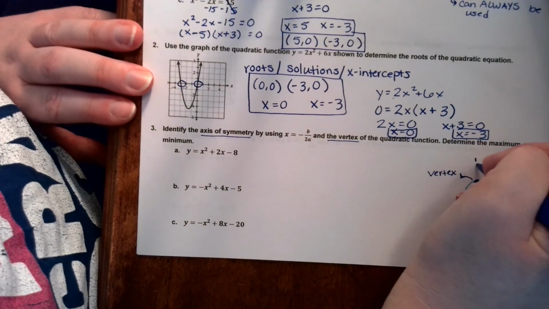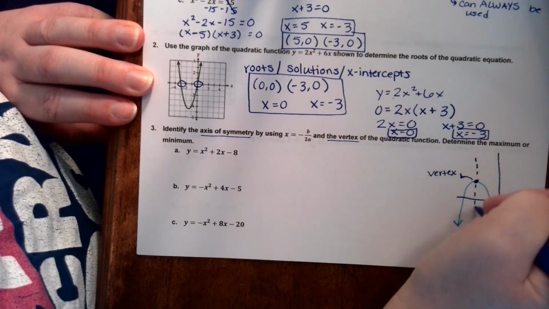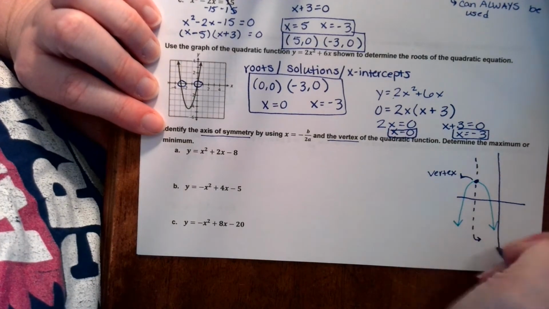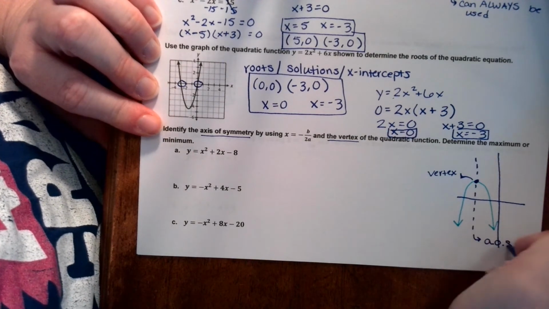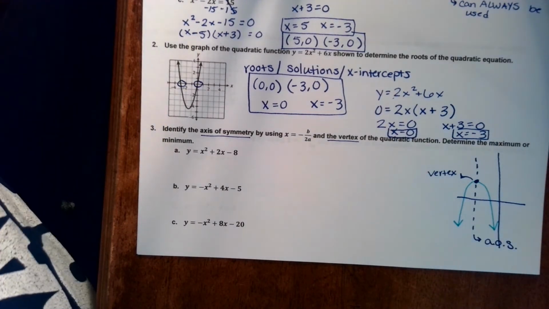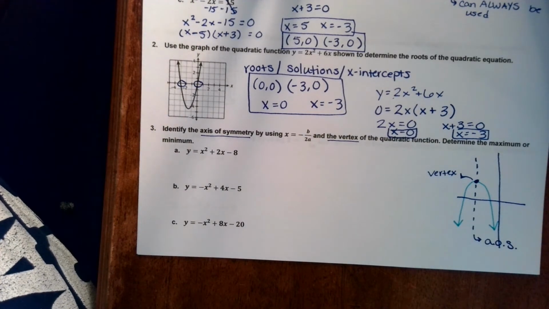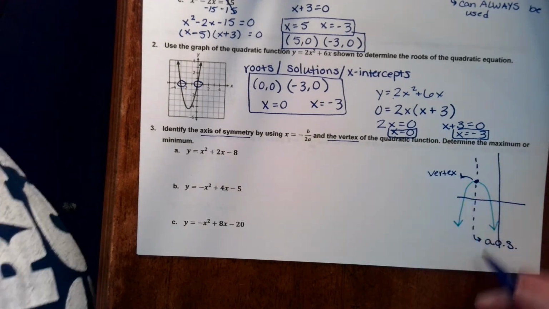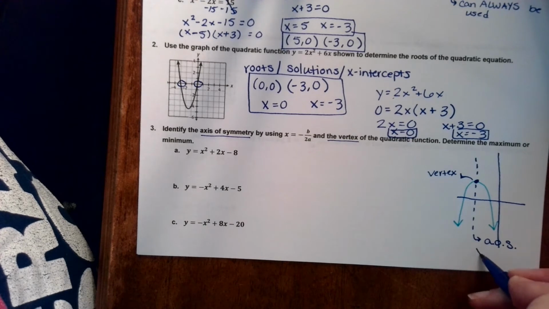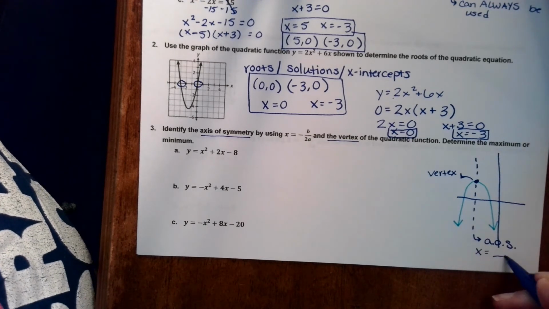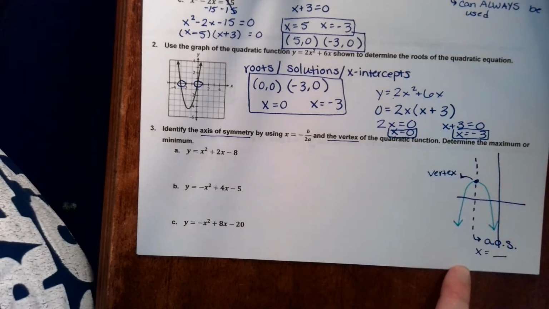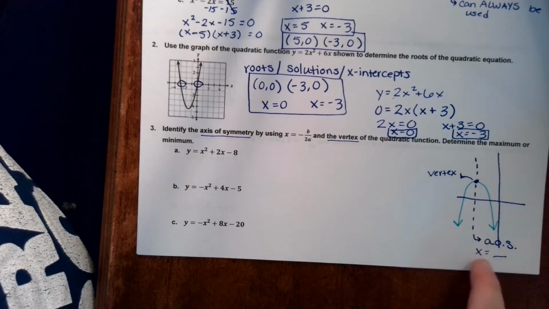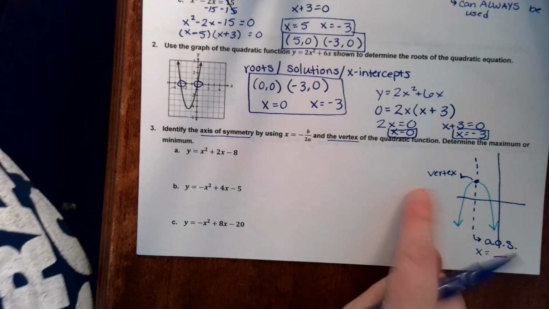The axis of symmetry goes through the vertex. It's a straight up and down line that goes through the vertex. I abbreviate it as AOS because axis of symmetry is a pain to write over and over and over again. So this is the vertex, this is the axis of symmetry. And if you have a vertical line, we do x equals whatever that number is to get that vertical line. So the axis of symmetry is the x coordinate of the vertex.